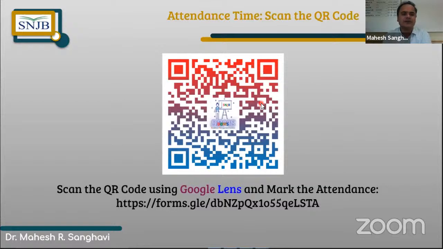Your attendance will be taken like this every time. So henceforth you all have to install or configure Google Lens so that the moment you scan, you will get the form, and every time you have to mark your attendance using this Google form.